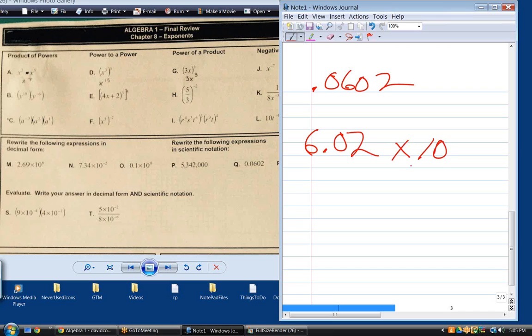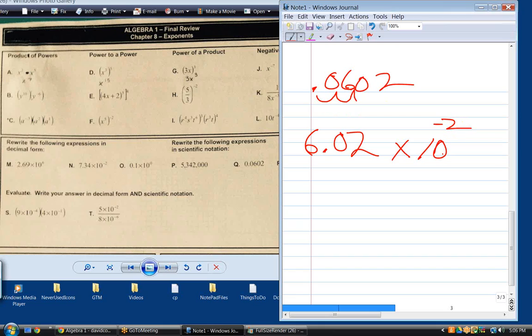Now the question is, how many decimals do I have to move it over to get it to there? 2. What should this be? So 10 to the second power. Well, not 10 to the second. 10 to the second would be 100. So that would end up being 602. So it'd just be 1. No, it'd be 10 to the minus 2. In other words, when you have to move the decimal point 2 spots to the right, you have to reduce this.